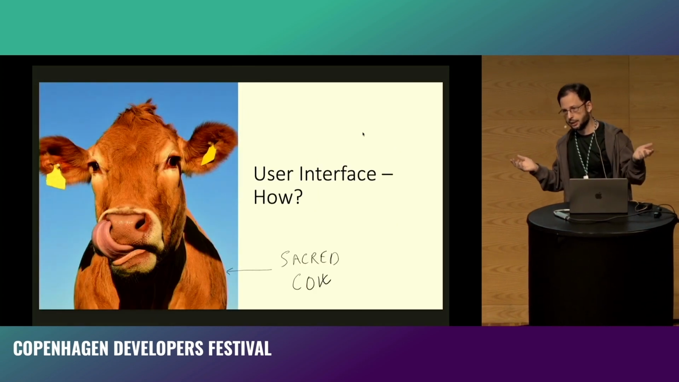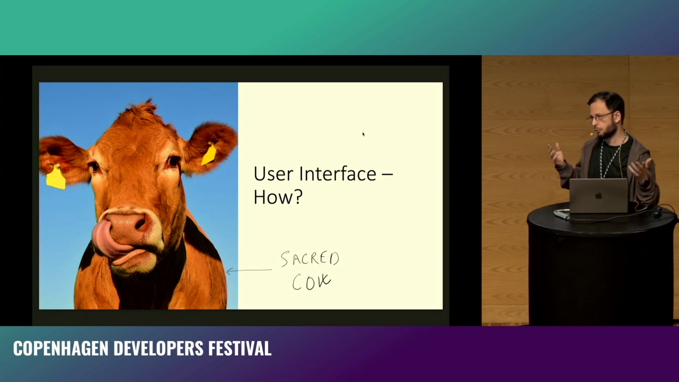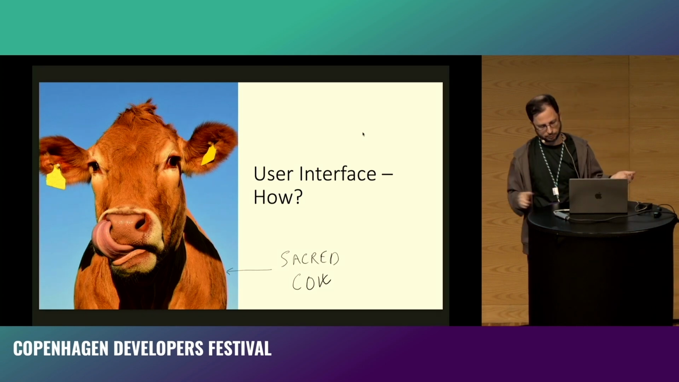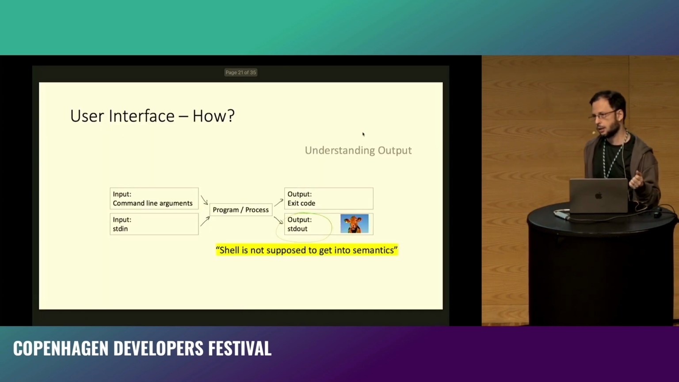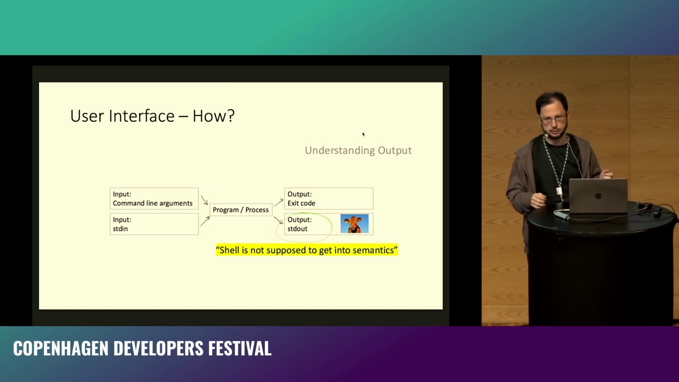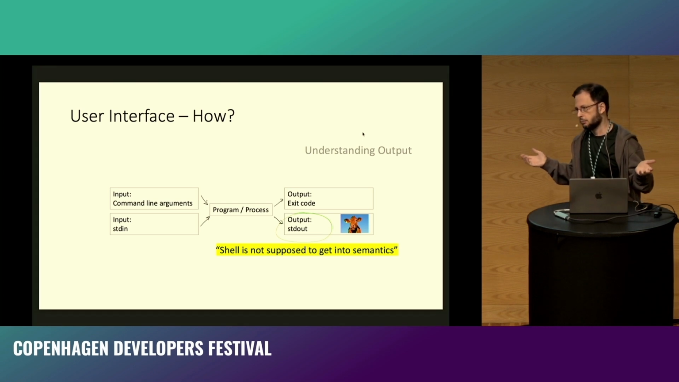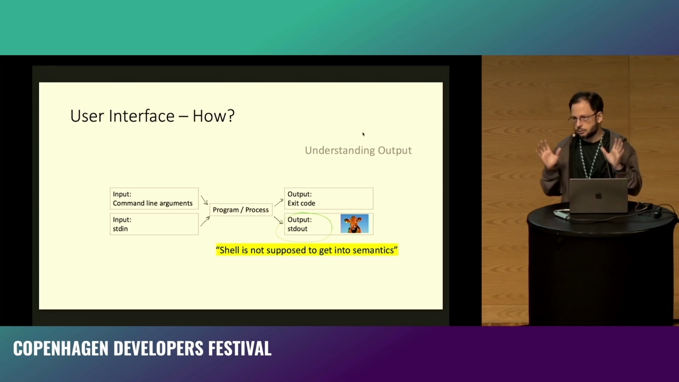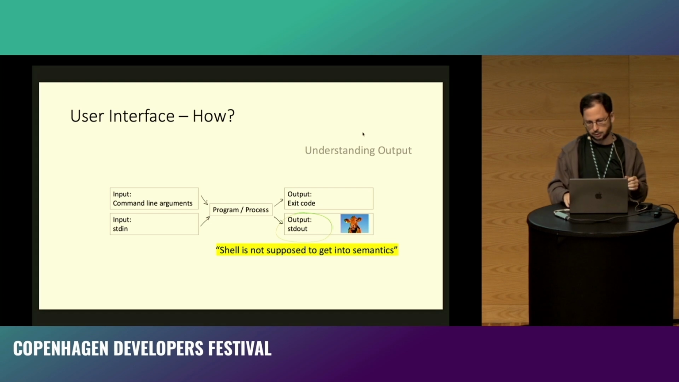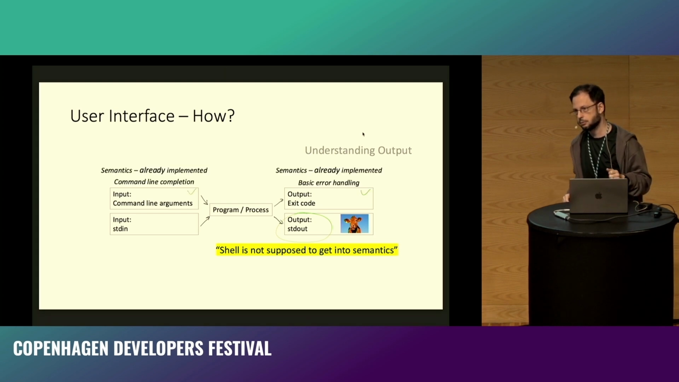How am I supposed to do that? I'm going for what many feel is a sacred cow. That's actually parsing outputs of the programs that the shell runs. Yes, the shell would parse the outputs. And the most common argument would be, the shell is not supposed to do that. Don't get into semantics, which I think is an invalid argument, because the shell is already in semantics.